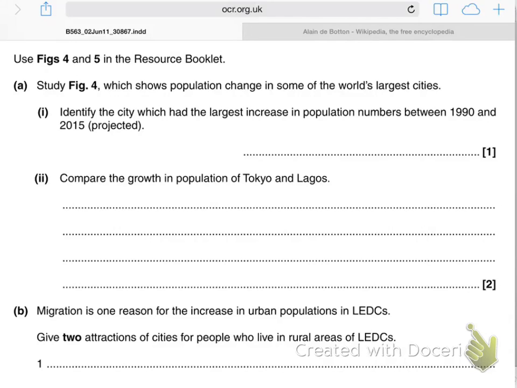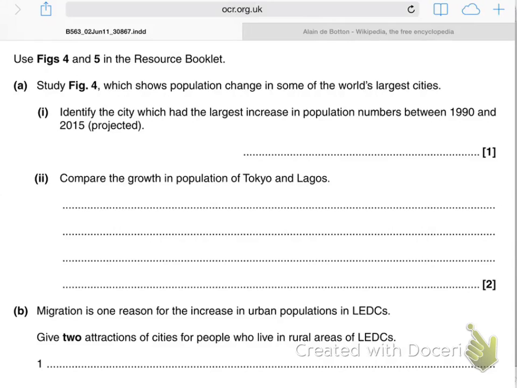Okay, now that everybody has got their worksheets ready to go, the first couple of questions require you to use figures 4 and 5 in the resource booklet. They're going to come up on screen in just a moment once we've had a quick look at these questions. So question A, part 1, is simply the name of a city that you're looking for. Please remember to give it a capital letter because it's the name of a city.